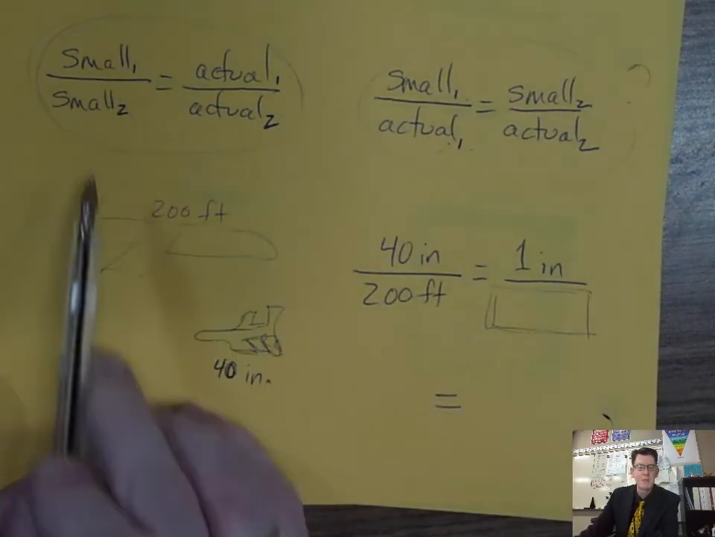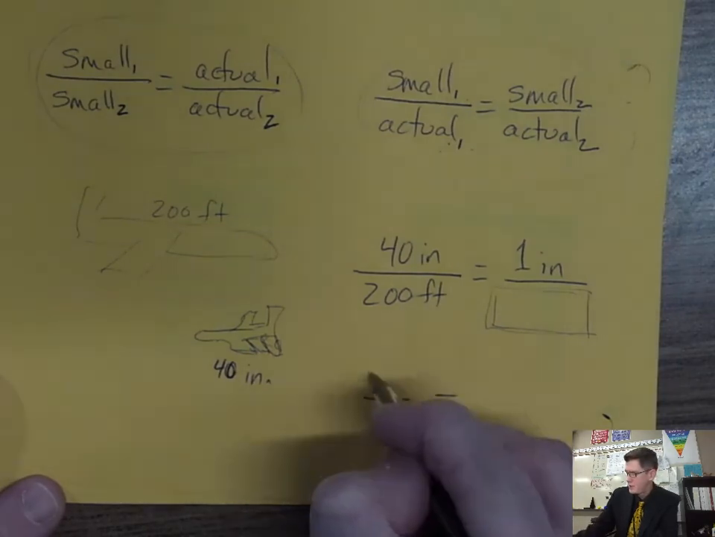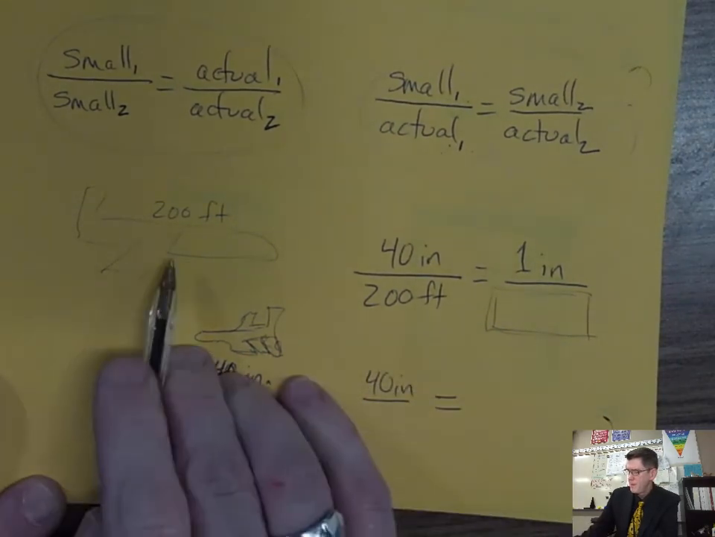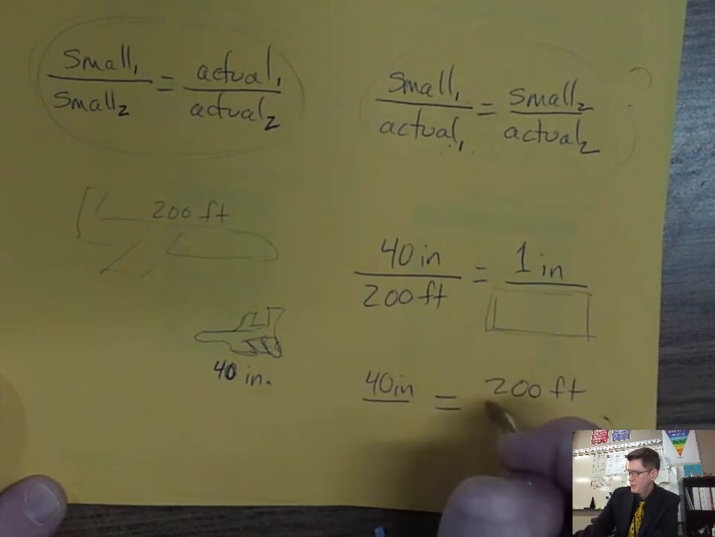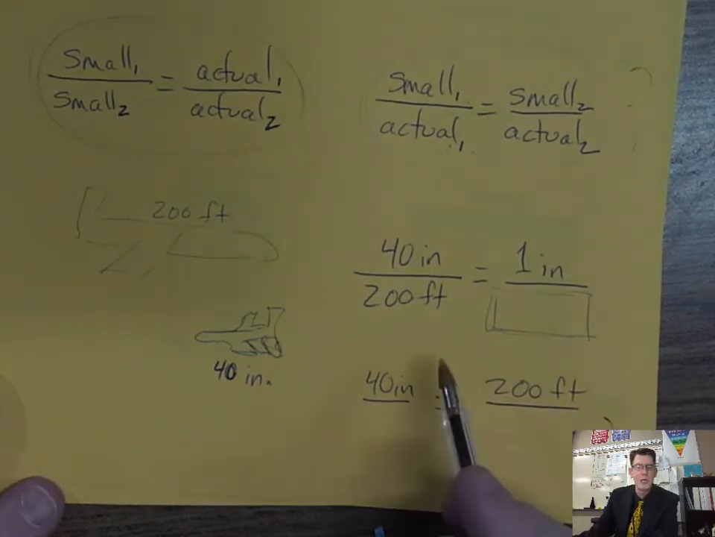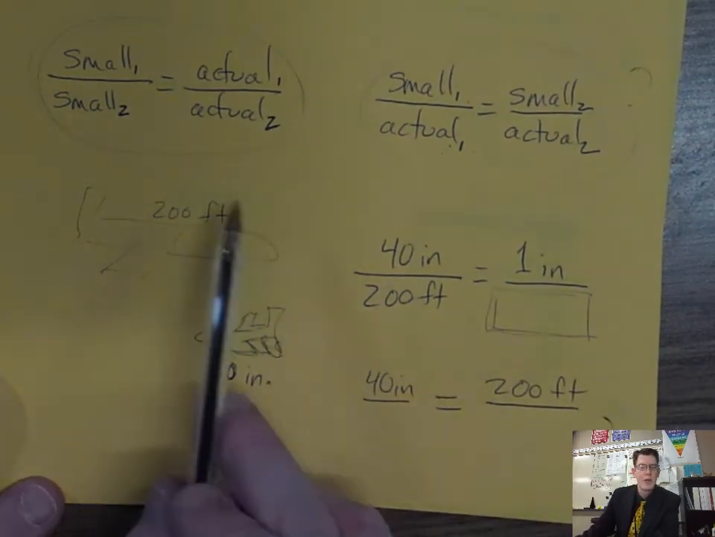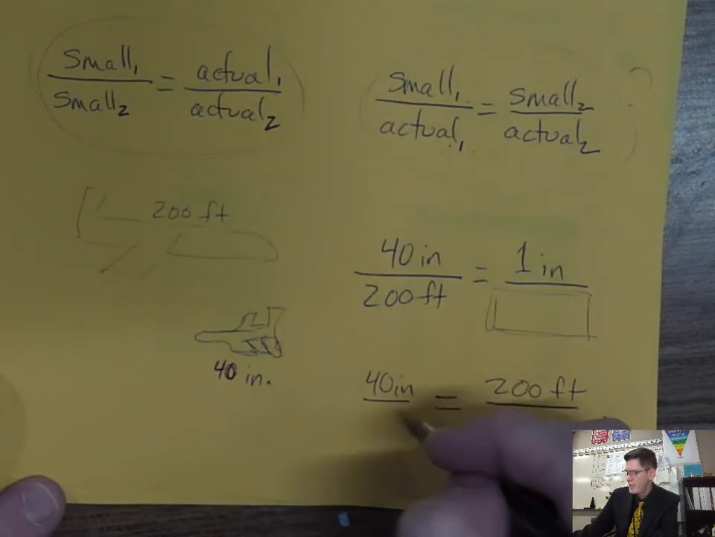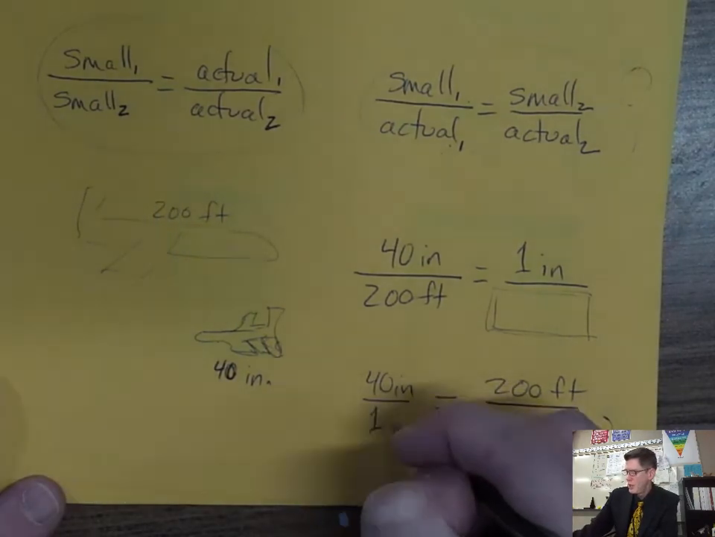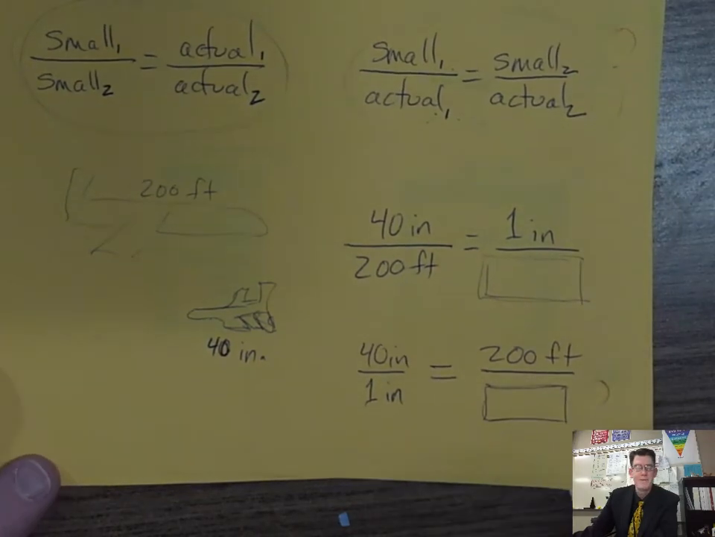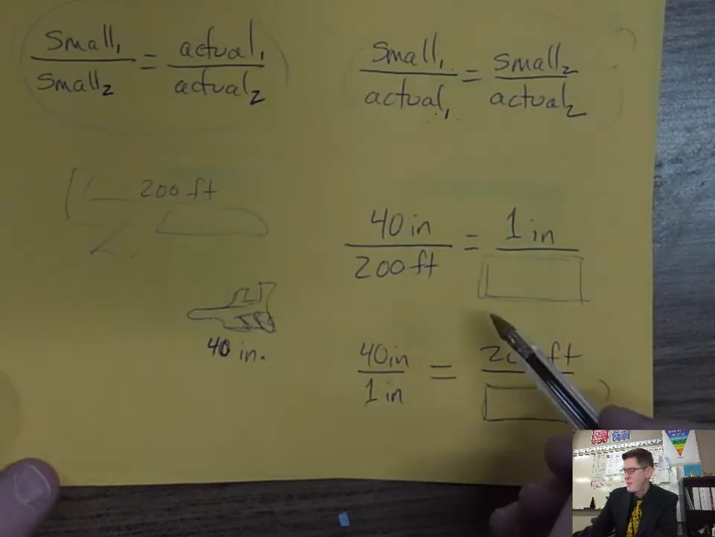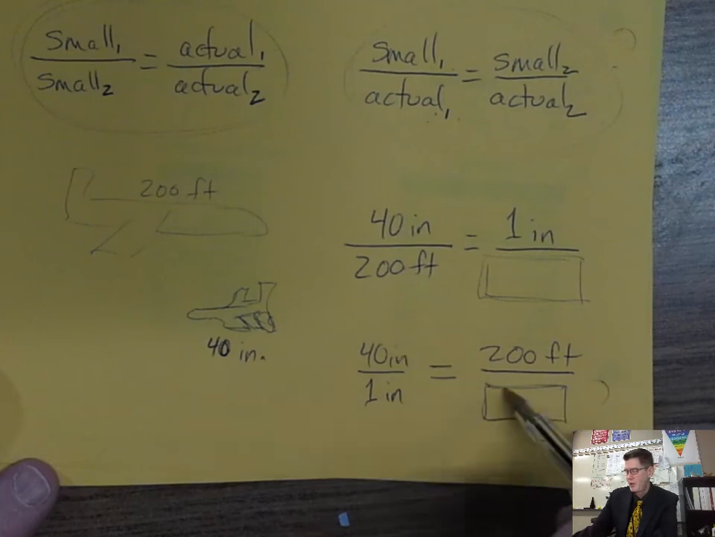Well, let's see. The small one is 40 inches. And the actual one is 200 feet. And then the question will be, well, how much is 1 inch? 1 inch, that's the other small one right here because we've got inches to inches. So how much is 1 inch? And then you have to figure out this amount right here. Well, no matter how you do that, when you cross multiply like we've learned, you're still going to be multiplying the same items together.